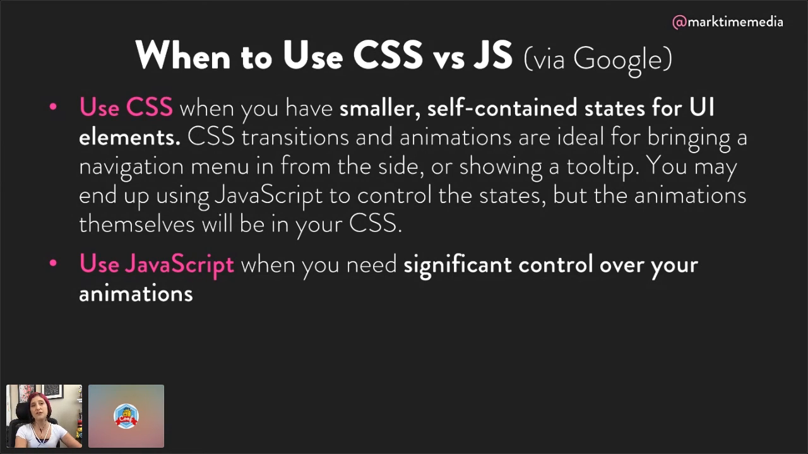And Google says to use JavaScript, basically, if you need significant control over your animations. JavaScript can do a lot more complicated things than CSS can. CSS is great for very straightforward animation, and it can actually do some really cool stuff too. But if you need very, very specific and dialed in control over your animations, JavaScript is probably the way to go.